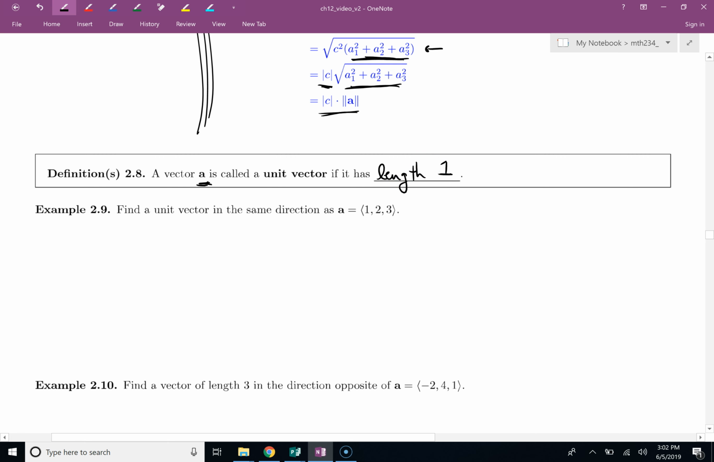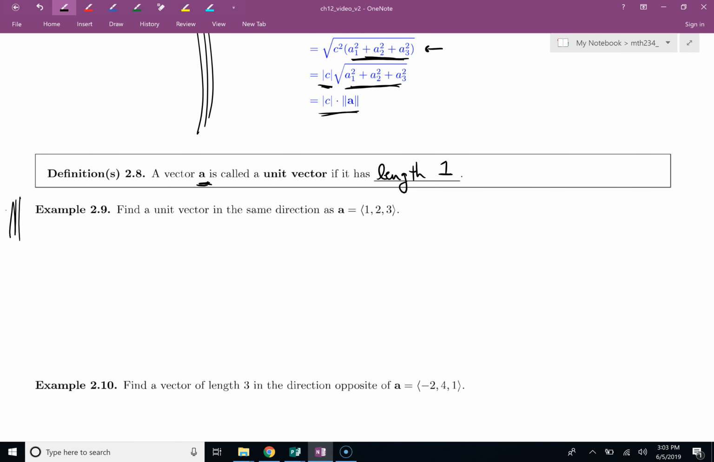So length 1 vectors are quite nice. Really, it's just telling you all about the direction, and to some extent we've normalized the magnitude. So I'd like to show you how we can find unit vectors in a specified direction, and that's what we're going to be doing here. Here's an example: find a unit vector in the same direction as this vector, 1, 2, 3.